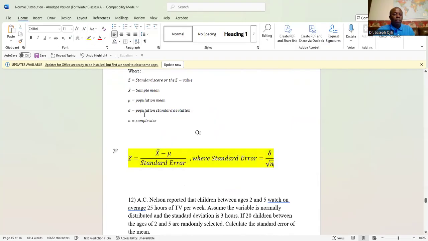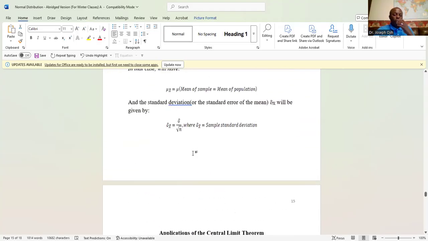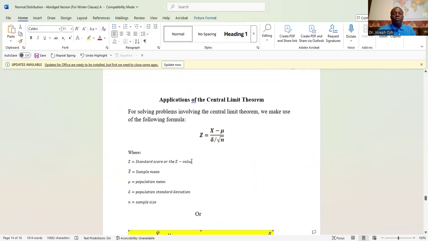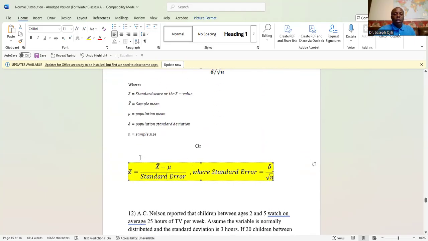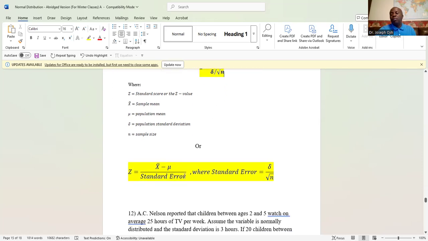Okay. So all normally distributed variables, or let me put it this way: when solving a question that involves the central limit theorem, you do this. In the second one, you get the numerator first. That numerator is called the standard error. Once you get it, you plug it in, and then you can answer your question.